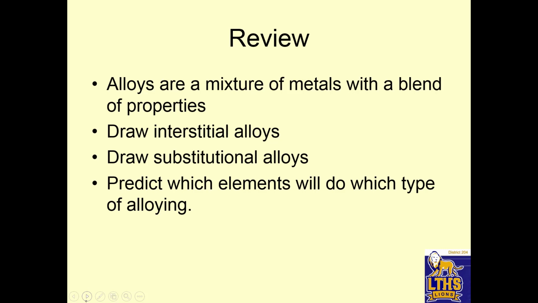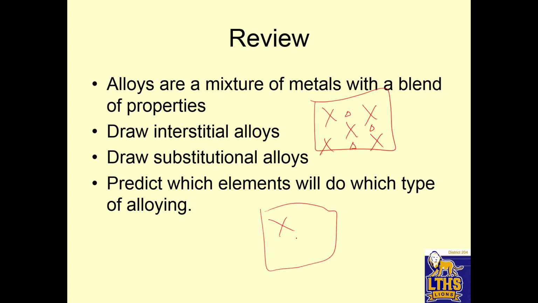You should be able to draw an interstitial alloy. Interstitial means between spaces. So you draw big atoms when you're doing that, and you draw little things that fit inside. Draw a substitutional alloy, and then draw one that's roughly the same size. Predict which elements will do which type of alloying. Remember we learned big, little on the periodic table. And if they're closer, they're going to be similar in size.